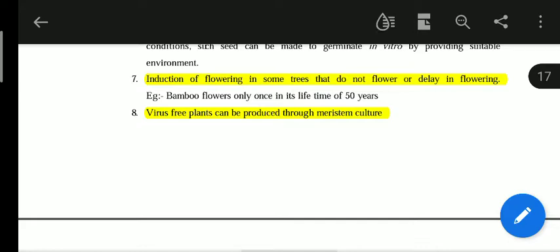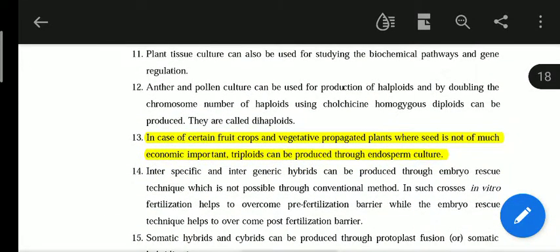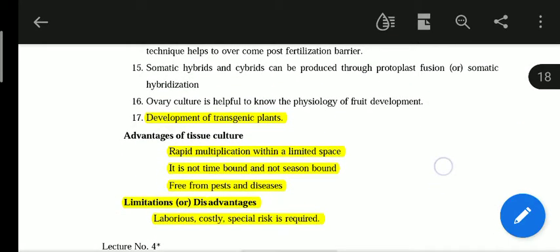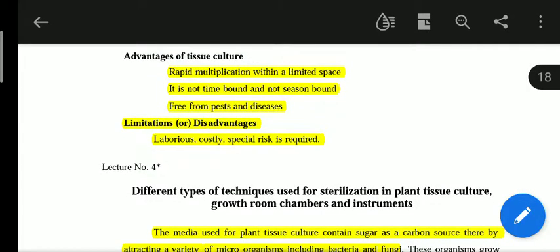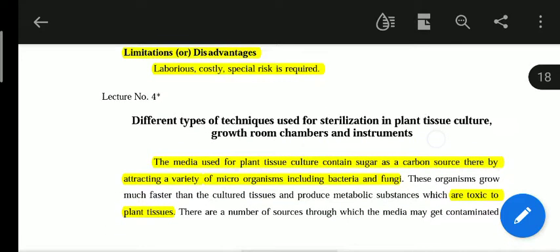And the most important point is that virus-free plants can also be produced through meristem culture. In certain fruit crops and vegetatively propagated plants where seed is not of much economic importance, triploids can be produced through endosperm culture. And last is development of transgenic plants. This tissue culture has some advantages as well as disadvantages. The advantages are rapid multiplication within a limited space, not time bound and not season bound, and free from pests and diseases. The disadvantages are that it is very laborious, costly, and special skill is required.